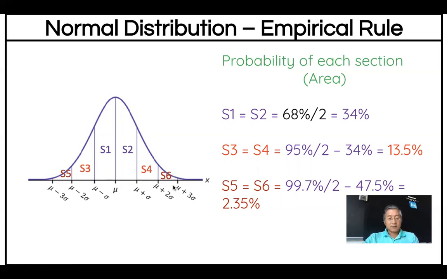2.35%. Right? So if you have 1,000 students, how many students, or how much data, will be in section 1? 340 students, right? 34% of 1,000. So that way you can calculate or count the number of data in any sector. So let's see with an example.